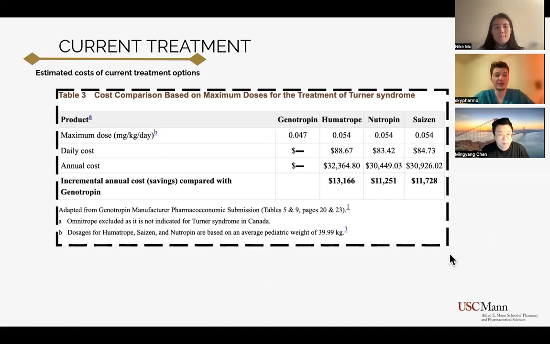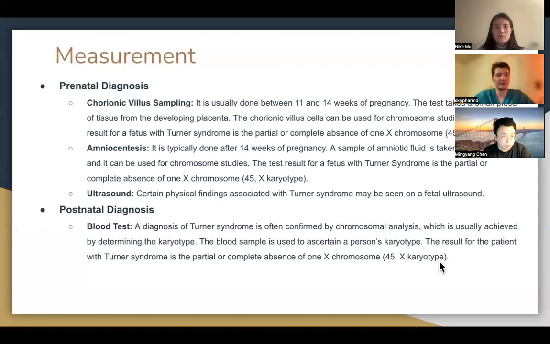So as you can see, if you take the maximum dose of each of these drugs, whether you look at Saizen, Nutropin, Humatrope, or Genotropin, these are all growth hormone products. Most of them have daily costs of about $80, and the annual cost is about $30,000 to $32,000. However, incremental annual costs compared with Genotropin, which is the most commonly used one, are about $13,000 more expensive. But the majority of the time, these are the most common growth hormone drugs used on the market. And then from there, I'm going to pass it on to my partner.